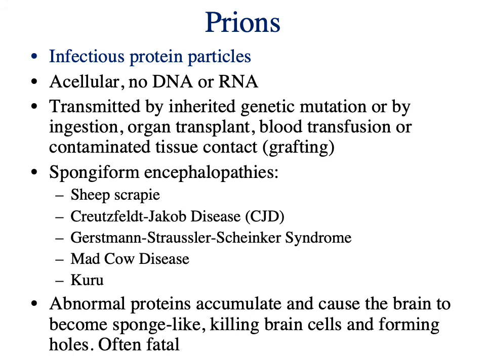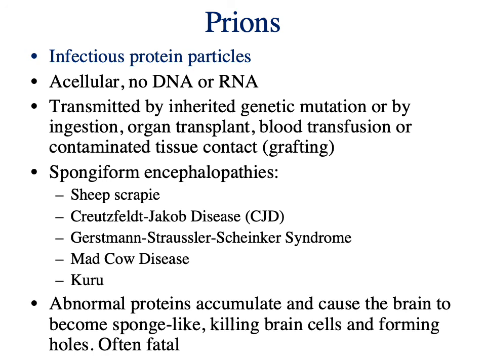Prions are infectious protein particles. They are acellular. They have no DNA, no RNA, no capsid, and no protein coat. They are just little pieces of protein that are infectious and cause often fatal diseases. They are transmitted by an inherited genetic mutation, or through ingestion. You may eat meat that has been contaminated or undercooked from a cow that has mad cow, and you can have these prion infections occur.